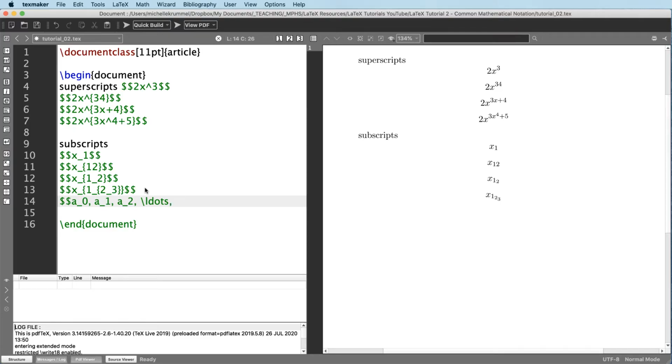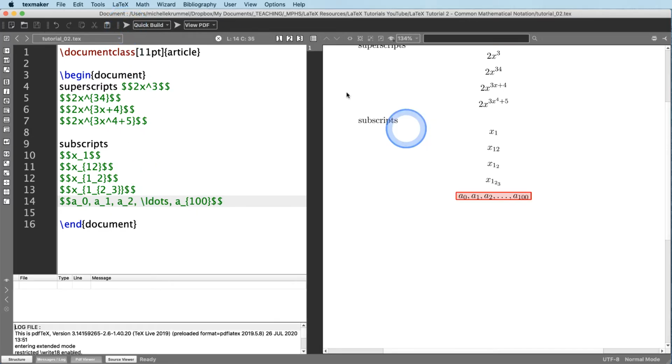And then we'll say a sub 100. Now with 100, again, I'm not going to type it like this, or it's only going to be a sub 1 and then 2 zeros next to it. That's not what we want. We want 100 to be in the subscript. So we need curly brackets there. There we go. So a sub 0, a sub 1, a sub 2, dot, dot, dot, a sub 100.